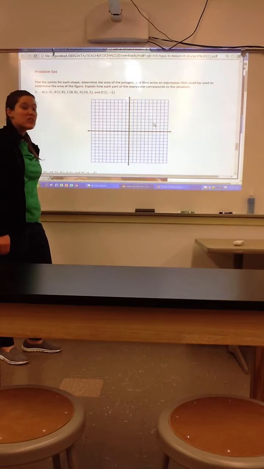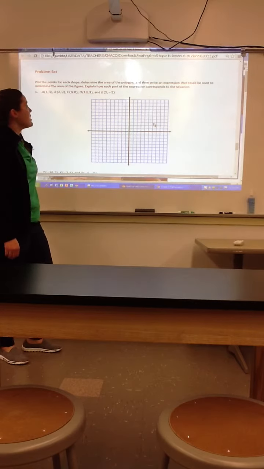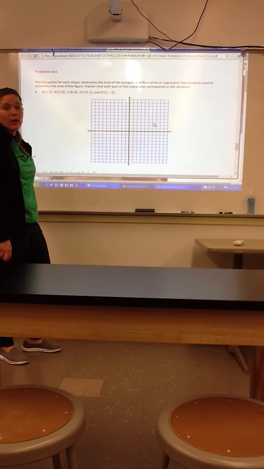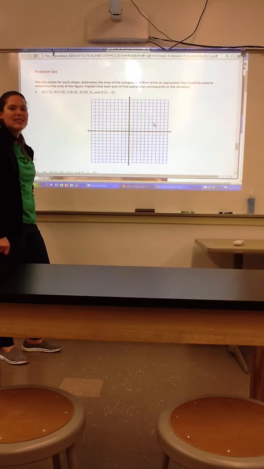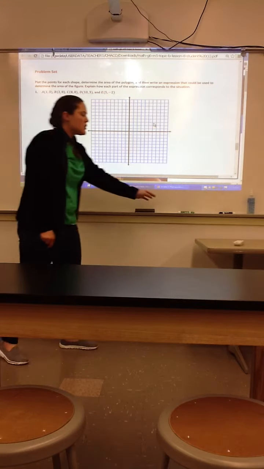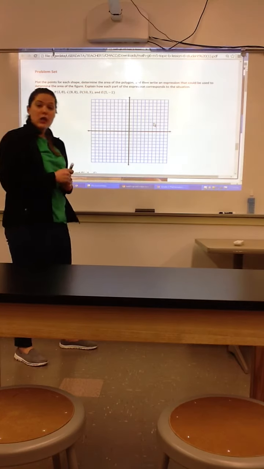The directions for this problem say to plot the points for each shape, determine the area of the polygon, and then write an expression that can be used to determine the area of the figure. Explain how each part of the expression corresponds to the situation. So the first thing that we want to do is just plot our points.